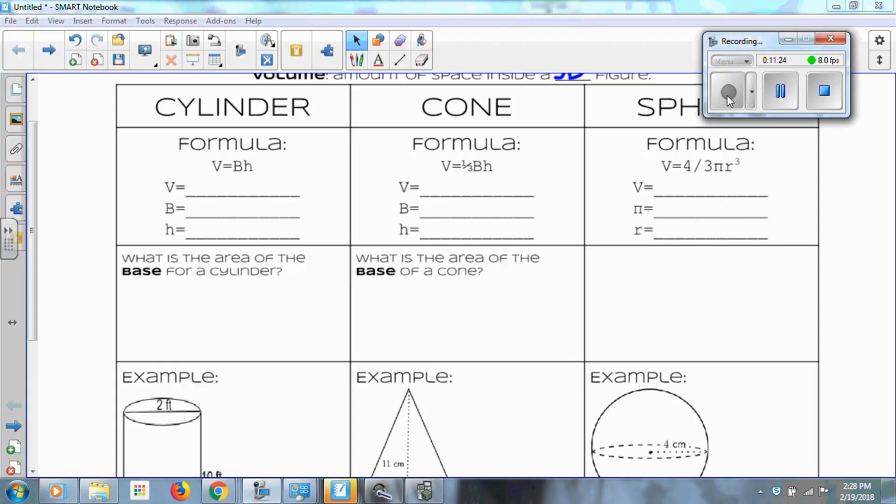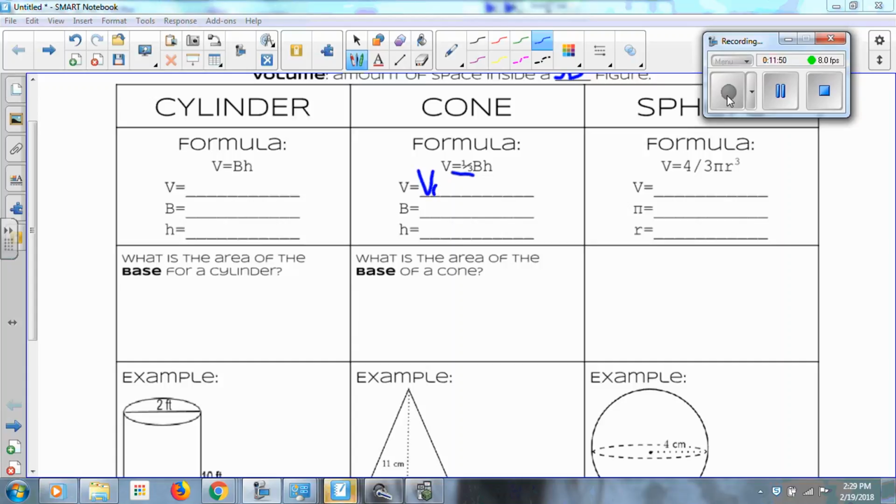Talking about cones. So the formula for a cone is V equals 1/3 big B H. And just like a cylinder, you have the same variables in it. The only thing that's new is you have this 1/3 here. So it's very similar. You just have to multiply your 1/3 as well. So V, same as cylinder, equals volume.